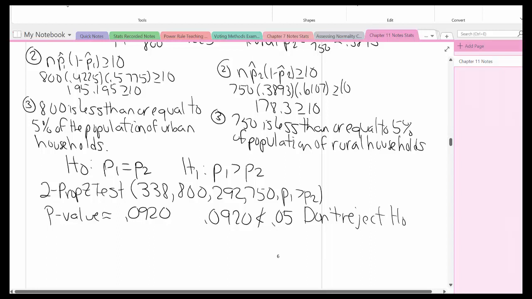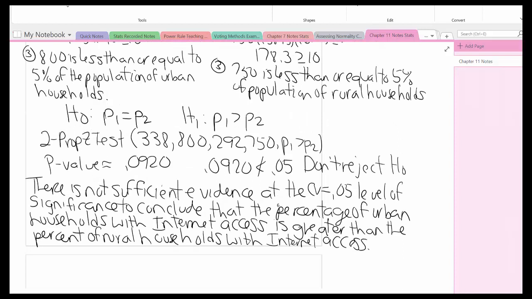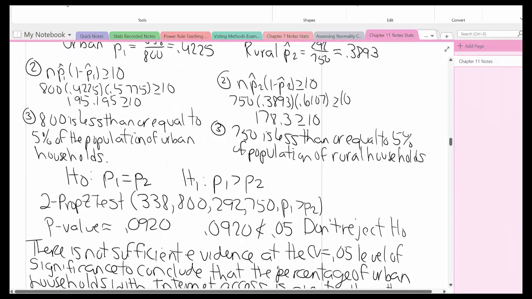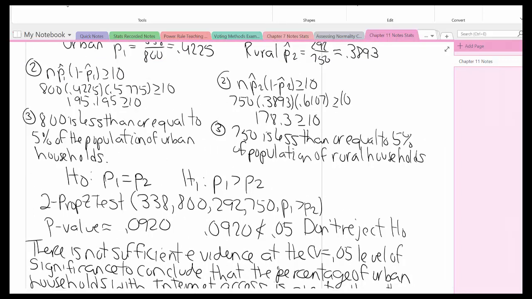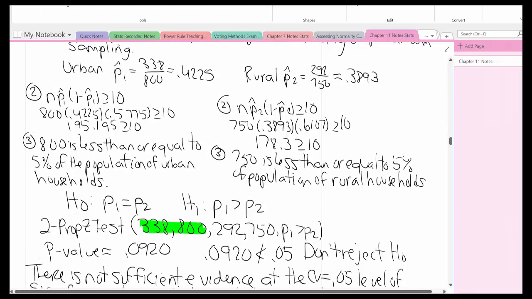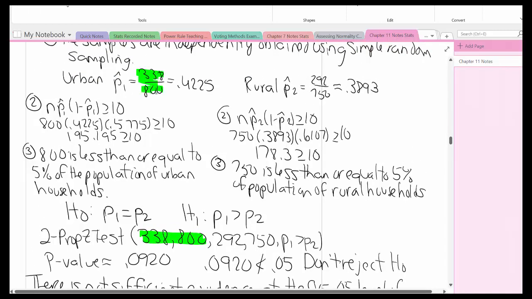Okay, so I'm going to write out the conclusion below. Okay. So there is not sufficient evidence at the alpha equal to 0.05 level of significance to conclude that the percentage of urban households with internet access is greater than the percentage of rural households with internet access. And again, keep in mind as you're finishing this up, where am I getting these particular numbers from to put in the calculator? It's p hat 1, and notice here the values for p hat 2.